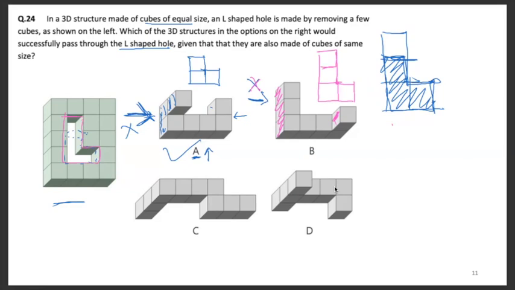When I look at option C here, and I'm again going to look at the X view only, I will be looking at this and this facade, which from that side will basically look like this. So this will also go through it easily.